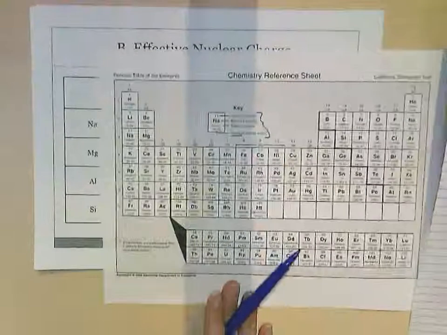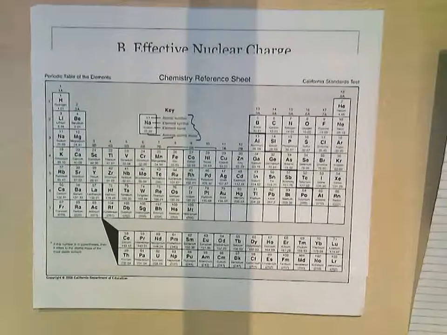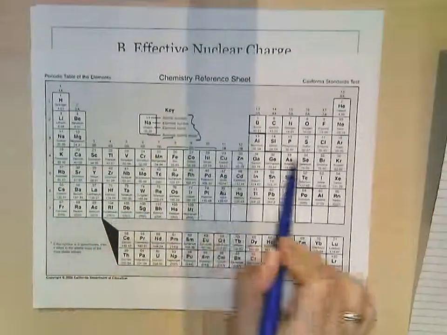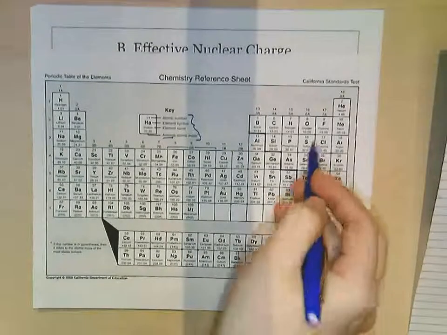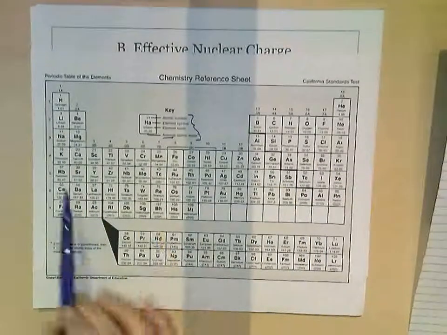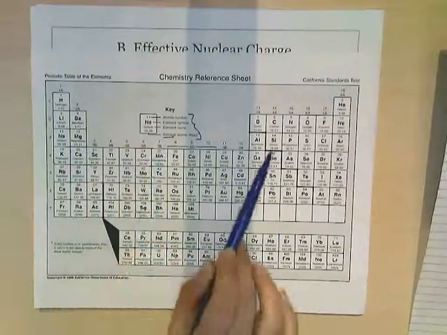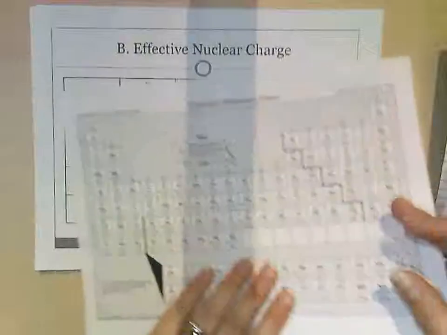So let's make a prediction. If I'm going left to right, what do we already know about the radius? It gets bigger going down, it gets smaller going this way, right? Because we talked the other day about the guys over here have all the electrons they want, so they pull them in tight. So the radius over here is smaller than the one over here. So we would expect, if I'm going sodium, magnesium, aluminum, silicon, should the radius get bigger or smaller? It's going to get smaller.